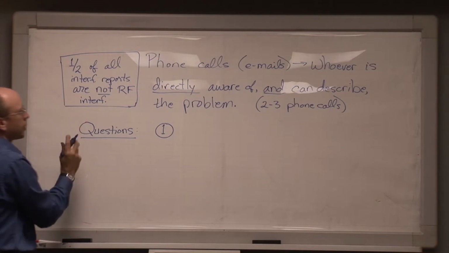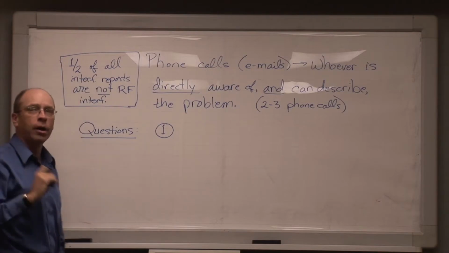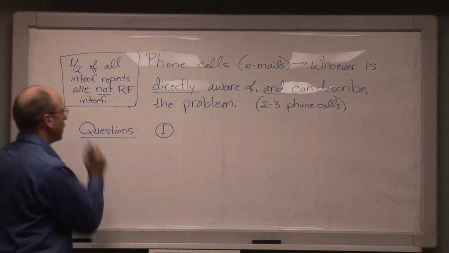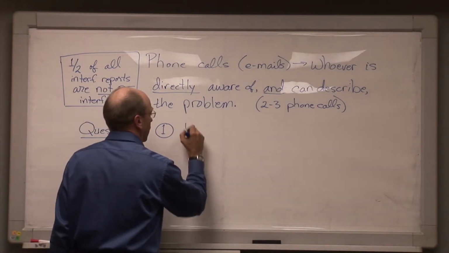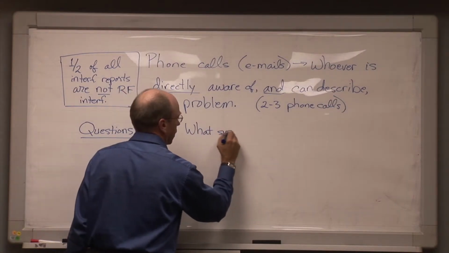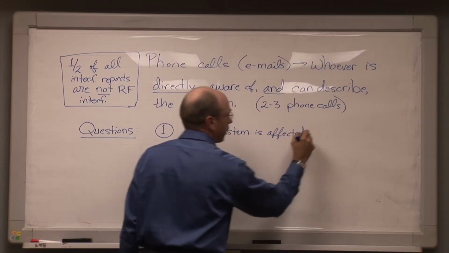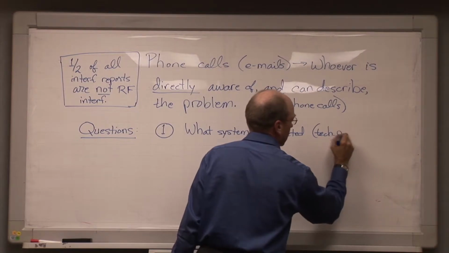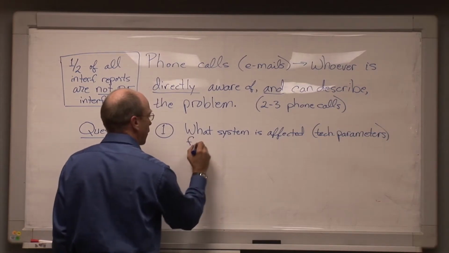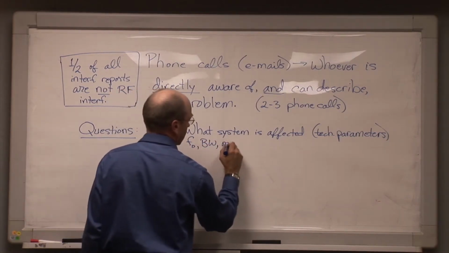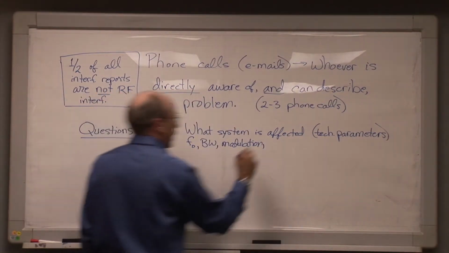And if you ask a good set of questions here, you may be able to isolate whether it really is or is not an RF interference problem before you go out and do a lot of expensive field measurements and analysis. So questions are very much along the lines of, first of all, obviously, what system is affected? And you're going to want to get its technical parameters, which means its operating frequency, its bandwidth, the modulation it uses if it's a communication link. You're going to want to get its location.